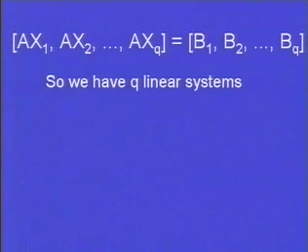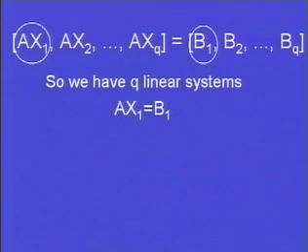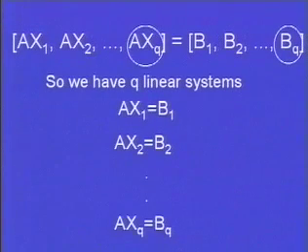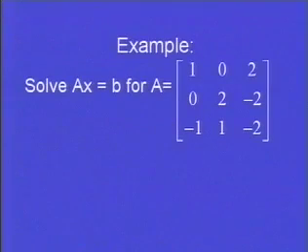Now, if we match up each of those entries, we have Q linear systems. Keep in mind that each of the X1 and B1s, those are vectors. So we have AX1 is equal to B1. That's a linear system. We also have AX2 is equal to B2, all the way up to AXQ is equal to BQ. So AX equals capital B, A capital X equals capital B, is actually referring to Q linear systems.